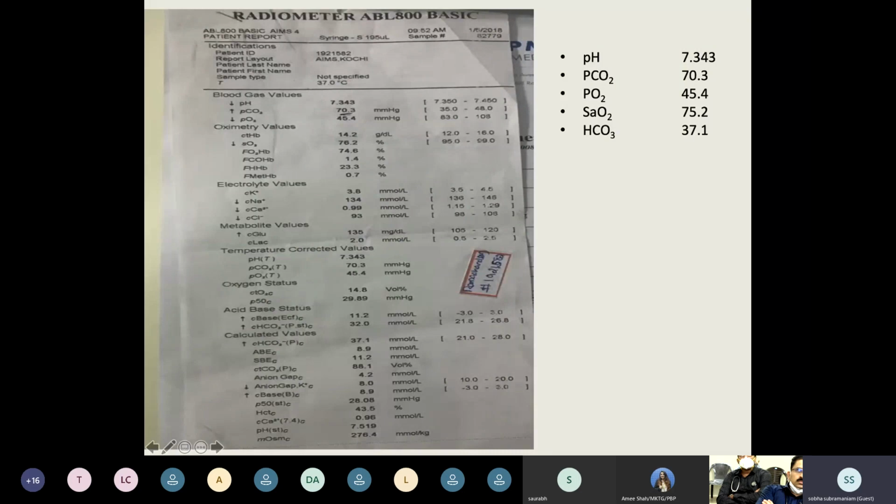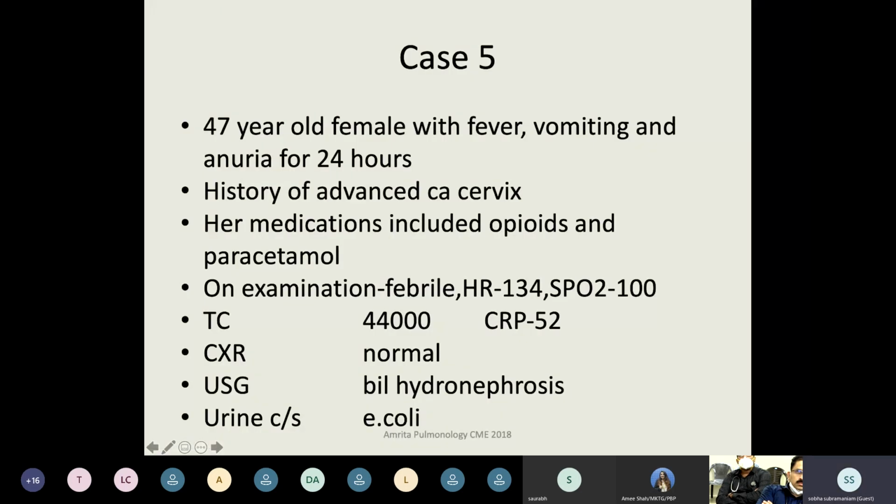So very important to take a proper history before labeling them as OSA or COPD and type 2 failure. And this case 5 is an interesting case. This is a case which I have taken from the NEJM series of ABGs. She is a 47-year-old female with fever, vomiting, and anuria of 24 hours duration. She has a past history of advanced CA cervix. Her medications include only opioids and paracetamol.